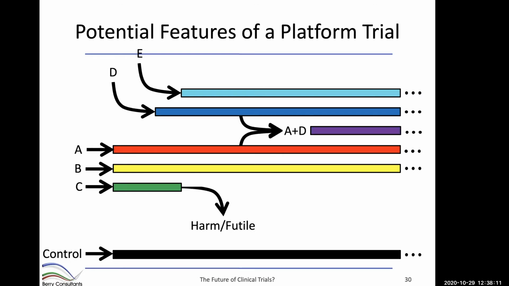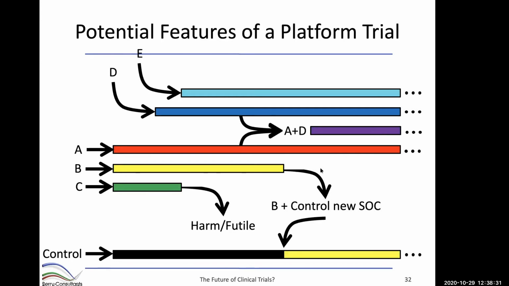You could add combinations. So if we find out A works and D works, we could try them together. This is a bit rarer with one exception, which I'm going to talk about in a moment. But that tends to be a more isolated feature, but you can do it. Certainly you can stop arms for superiority. And while this is disruptive, it is not catastrophic. If an arm is better, you could actually switch the control out.